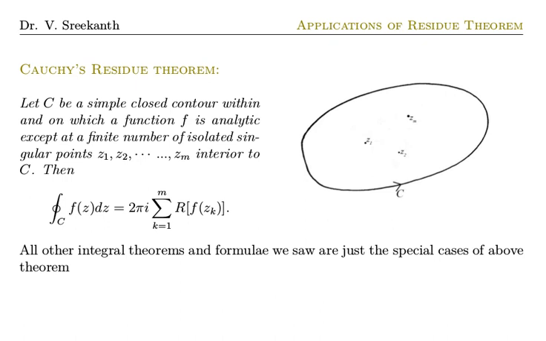Right, and we saw that the closed integral over C of f of z dz is nothing but 2 pi i times the sum of the residues of f at the various singular points, all the singular points that it encloses. And we also saw that all the other integral theorems and formulas that we came across form a special part of this particular theorem, right?